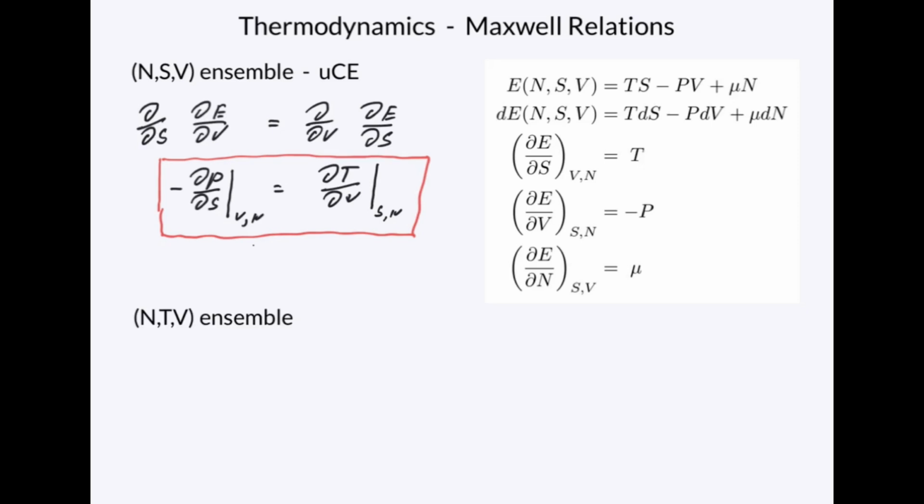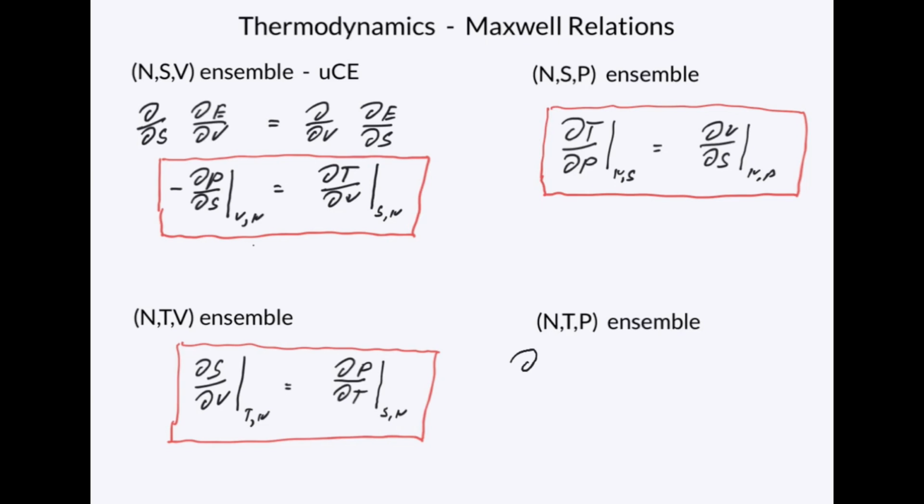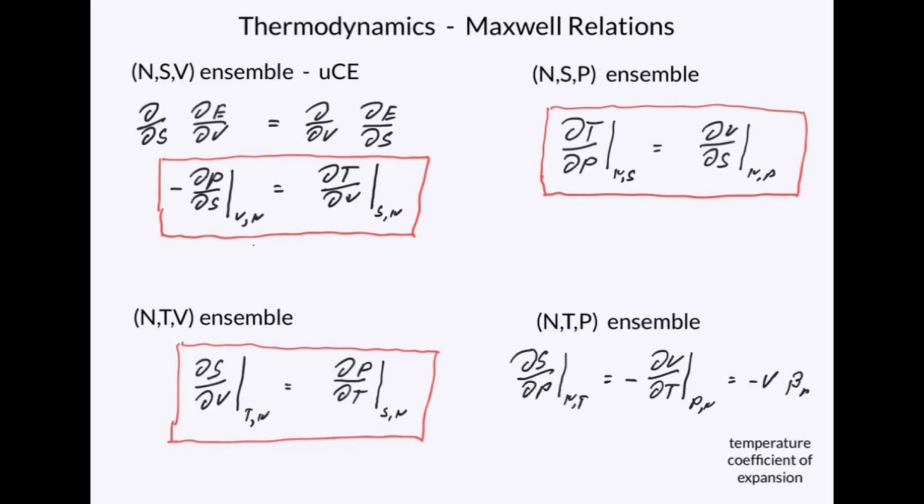Likewise, for the NTV ensemble, we obtain ∂S/∂V at constant T and N is equal to ∂P/∂T at constant V and N. And for the NSP ensemble, ∂T/∂P at constant N and S is equal to ∂V/∂S at constant N and P. And for the NTP ensemble, ∂S/∂P at constant N and T is equal to minus ∂V/∂T at constant P and N, which defines the temperature coefficient of expansion being minus V β_P.